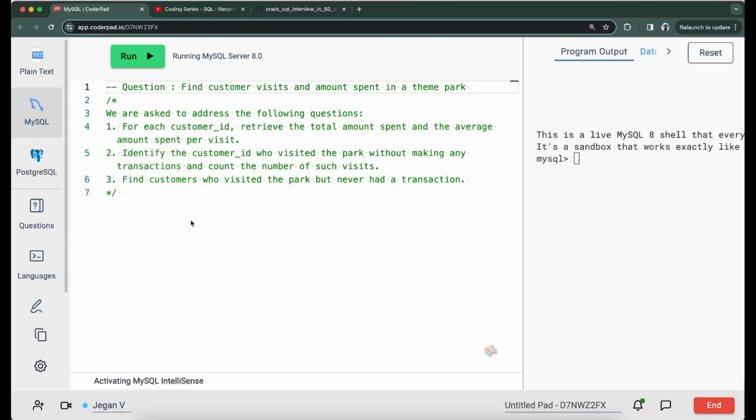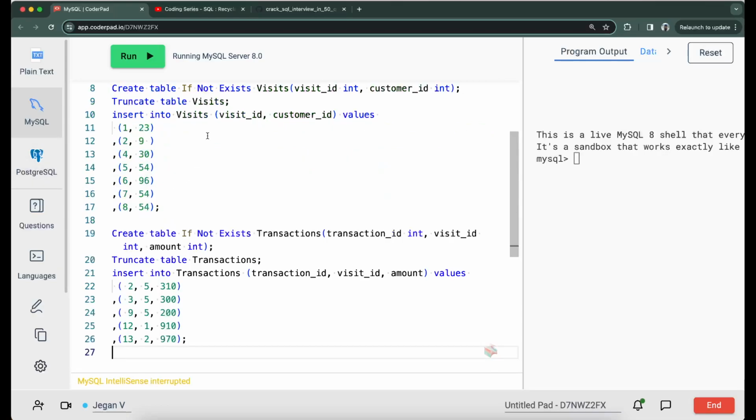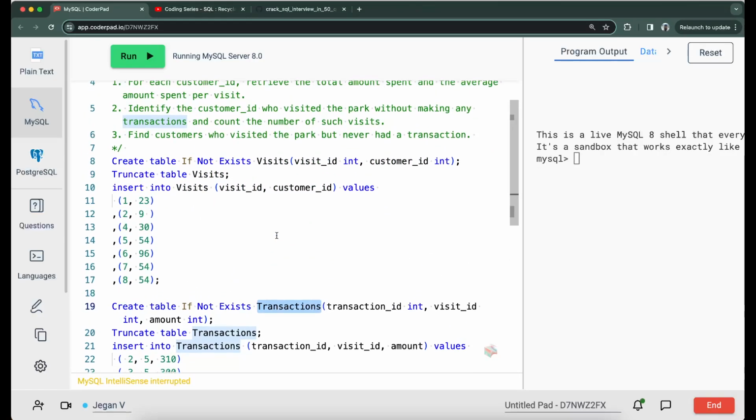So we are given 2 tables. One is the visits, the other one is the transactions. The visits table has a visit ID, which is the unique identifier for every record. Each visit will have a customer connected to it, and one customer can have more than one visit. If you see customer 54, he got 3 visits, 5, 7 and 8. But the visit ID is unique for every record.